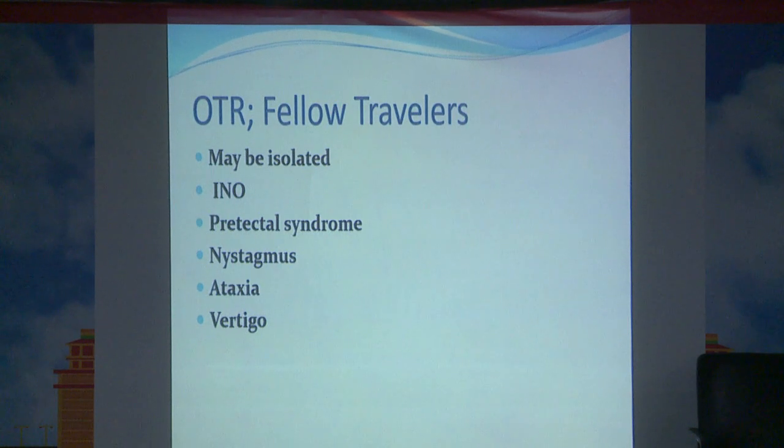Fellow travelers, I said you can have an internuclear ophthalmoplegia, you have a pretectal syndrome. If you understand, there is inability to up gaze, up gaze is limited, down gaze can also be limited, the pupils are semi-dilated, and there is convergence retraction nystagmus. So this is a picture which happens because of lesions in the posterior commissure. Because these structures are lying close by, you may have a pretectal syndrome with a skew deviation. Same thing happens with the INO. You can also have nystagmus, ataxia, and vertigo because it's involving the vestibular structures, but not in all the cases.